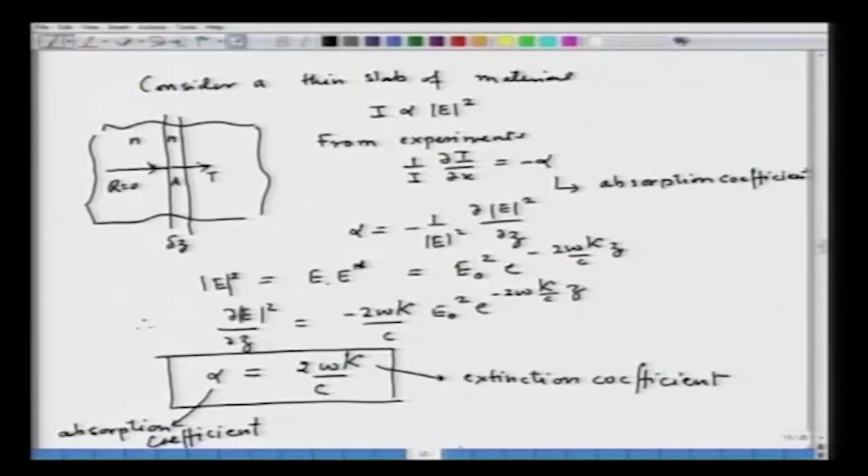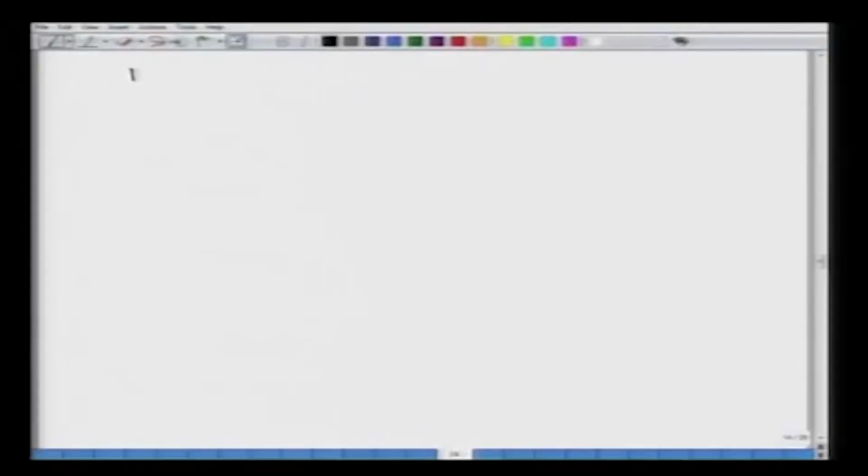The relationship of A with N and kappa is simple, but now if you want to derive it for reflectance and transmission, let us first look at the derivation for reflectance.